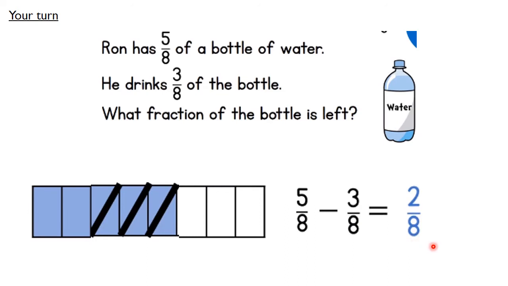Now, we have 2 8s. Can we simplify this fraction down further? 2 8s is the same as 1/4. This is 1/4.